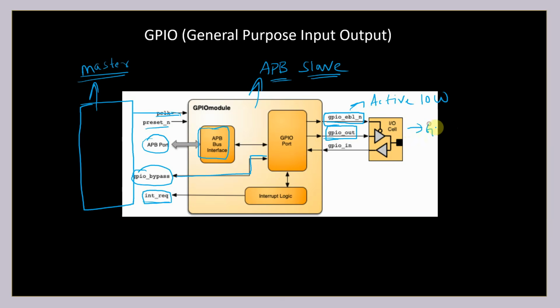So here I'm going to have my GPIO pins. To send the data to the output side, I'm going to use this particular thing. And for reading the data from the output pins, I'm going to use GPIO in. And this is a tri-state buffer we are going to have over here.